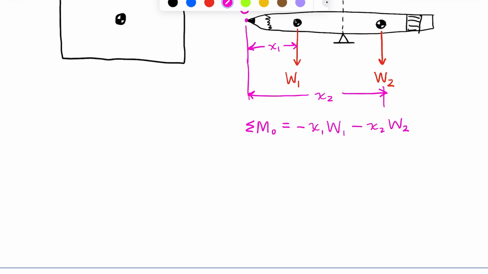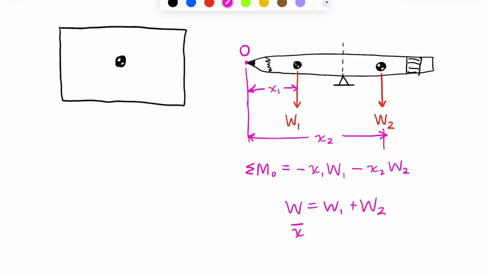So we've got negative x1 times weight 1 minus x2 times weight 2. And now what we'd like to do is create an equivalent system where we have a moment caused by the total weight, W. So the total weight, W, is weight 1 plus weight 2, acting at the centroid x bar.